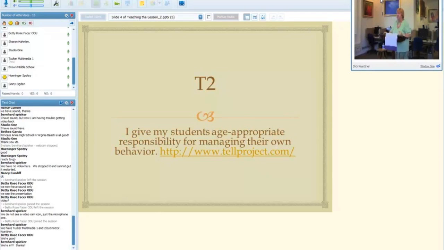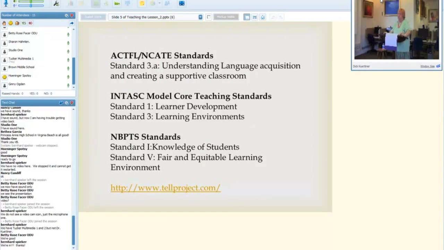The TEL project documents give you some of the standards that are coordinated with TEL standards. We find similar standards in the ACFEL intake standards, the NTASC, which in my understanding is merging with NCATE, the NBTS standards.